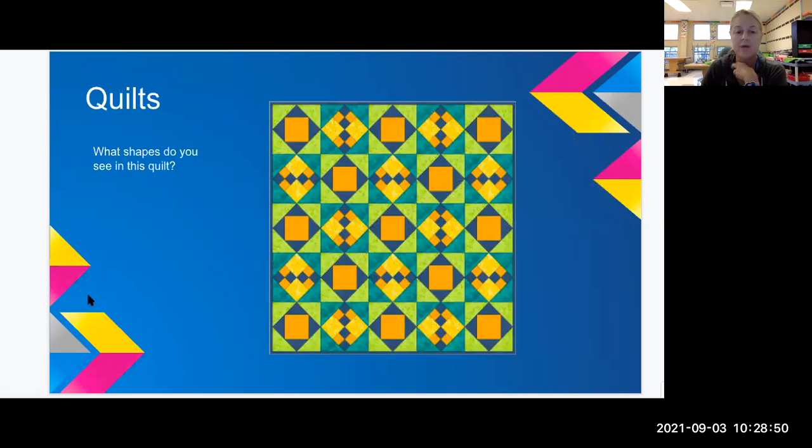And here's another one that uses a variety of different shapes. Looks like we've got a rhombus here with a square on top. And when you put that square on top, it actually breaks these up into triangles. And then we've got the triangles here. And this is all different variations of rhombuses and triangles to create this quilt.